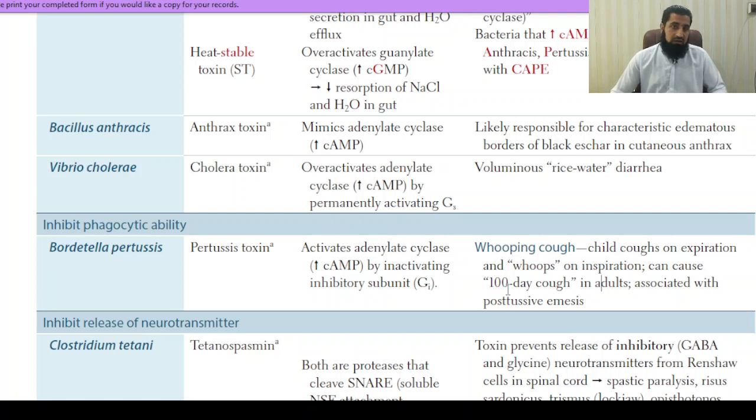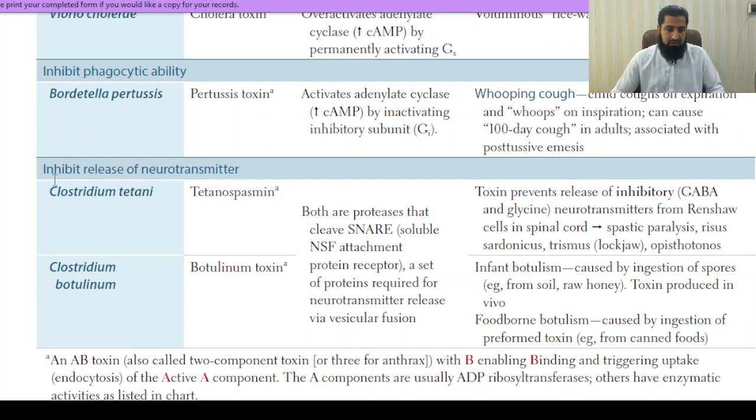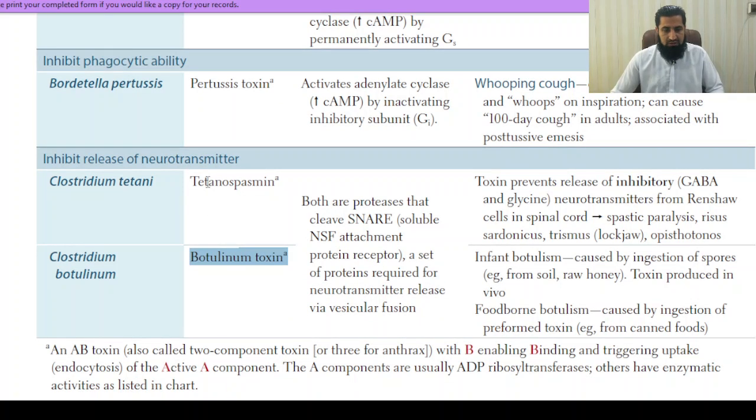Can cause 100-day cough in adult associated with post-tussive emesis. Inhibiting release of neurotransmitters. These are the Clostridium tetani and Clostridium botulinum. Clostridium tetani release tetanospasmin, and Clostridium botulinum release botulinum toxin. This also called the tetanus toxin.